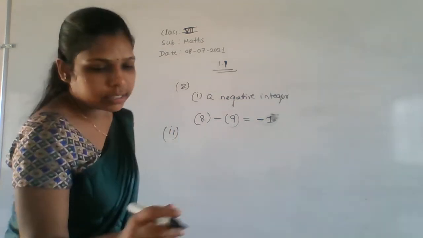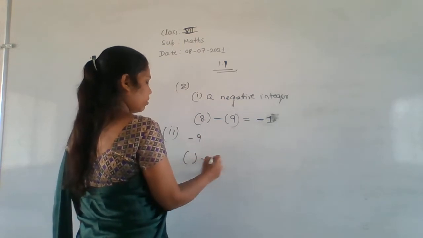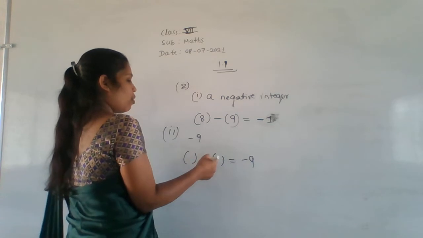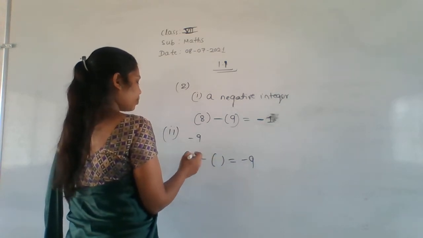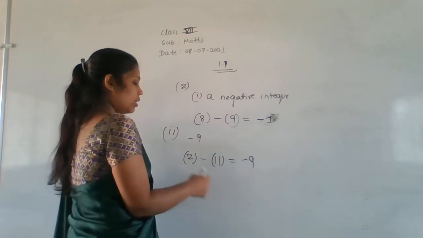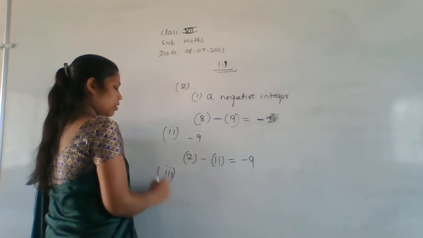So the second one, minus 9, is being given. Subtraction, that is equal to minus 9, we want. So if you want a minus 9, then here write a plus 2 and here will be 11. 2 minus 11, that is minus 9. Okay. Next one.